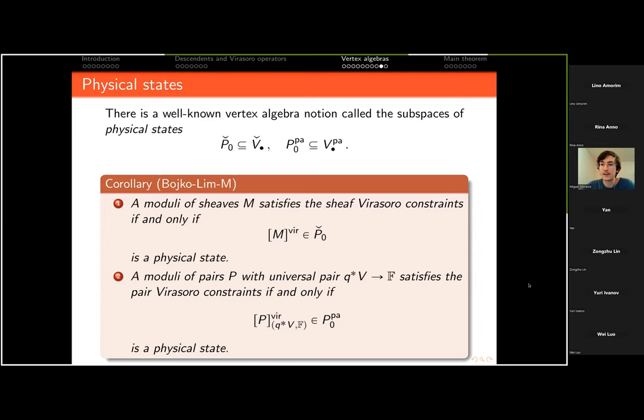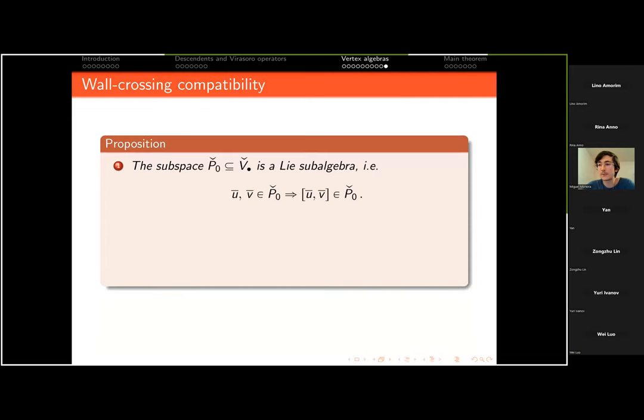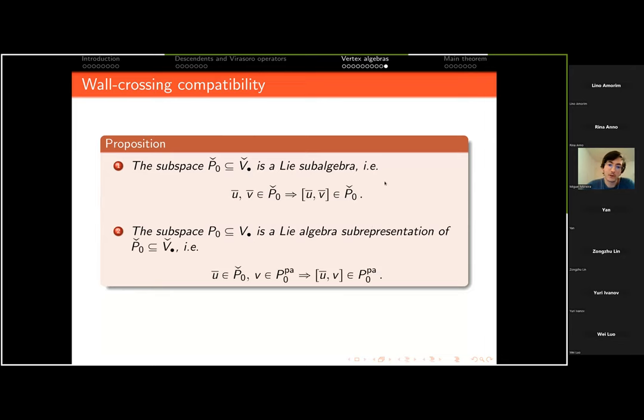Okay, and this is not only a nice formulation, but it has an extremely important consequence, which is we can prove wall crossing compatibility. So remember that wall crossing formulas in the Lie algebra are always written in terms of a bracket. And this subspace of physical states is closed under the bracket. So it forms a Lie subalgebra. So if you have two moduli spaces that satisfy Virasoro constraints, then their bracket also satisfies Virasoro constraints. And you also have something similar for pairs. If you have a moduli of sheaves satisfying Virasoro constraints and the moduli of pairs satisfying Virasoro constraints, then their bracket also satisfies the pair Virasoro constraints.